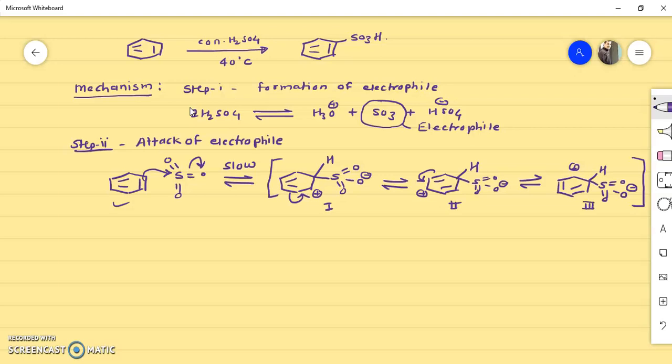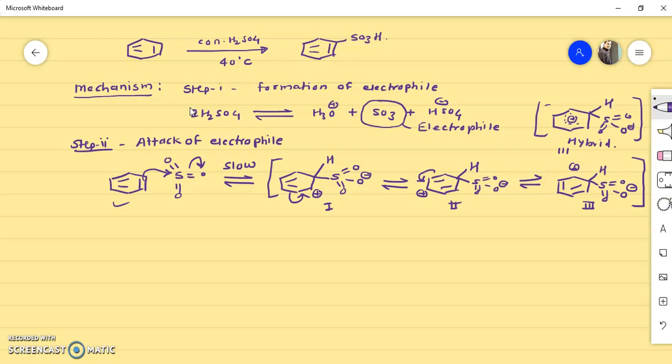okay. So the actual structure of the intermediate is the resonance hybrid. So that resonance hybrid I can represent like this. So this is a resonance hybrid. So this positive charge is circulated over the carbons. So in this way we can write down the resonance hybrid structure. So this is the resonance hybrid of all these three. So this is the second step, attack of electrophile.